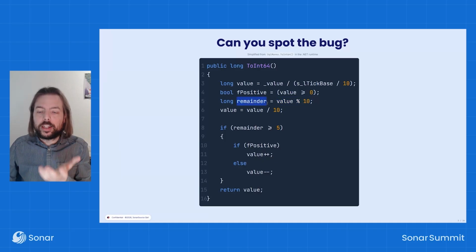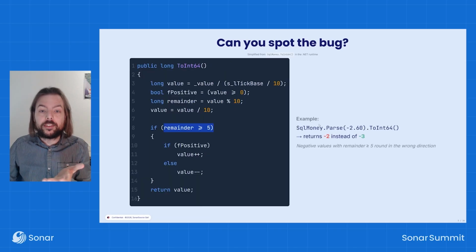Let's take a look at a concrete number. So if we pass in minus 2.6 here, and as I said, we simplify and say this just multiplies by 10, then we get minus 26 for value. And if value is negative, so this is false, and the remainder now is minus 6, not plus 6, minus 6, because of how C# treats the modulo operator.